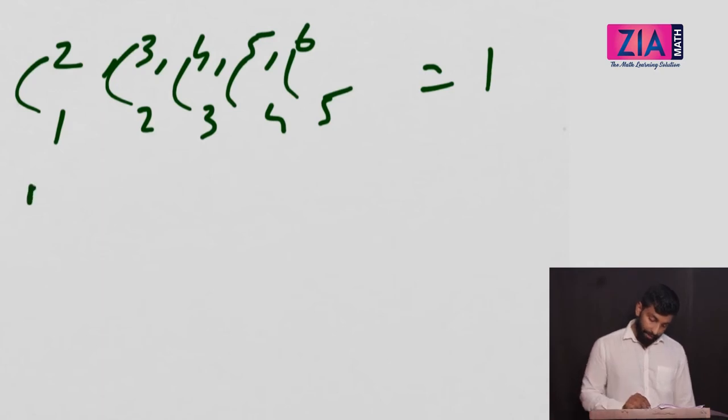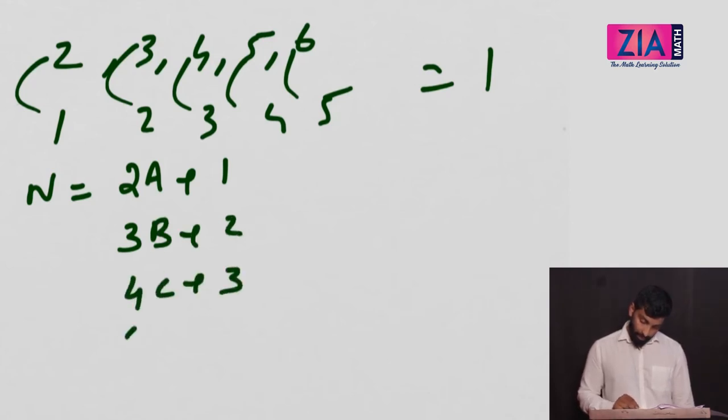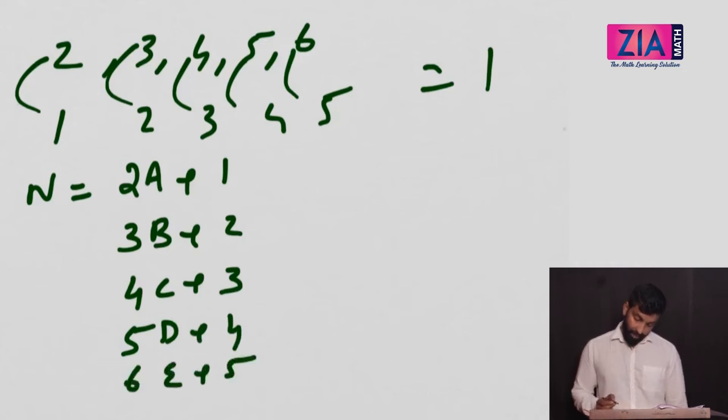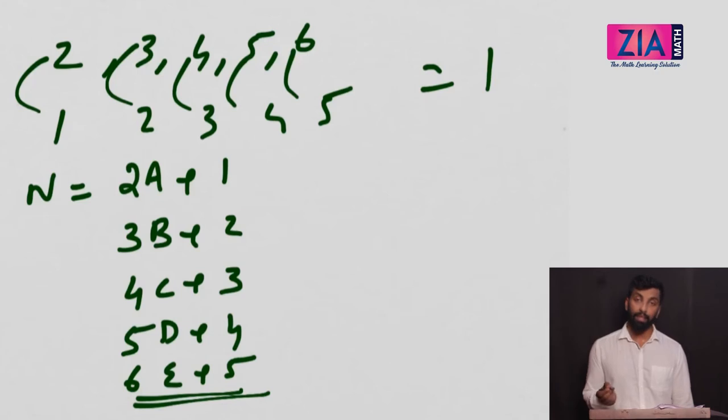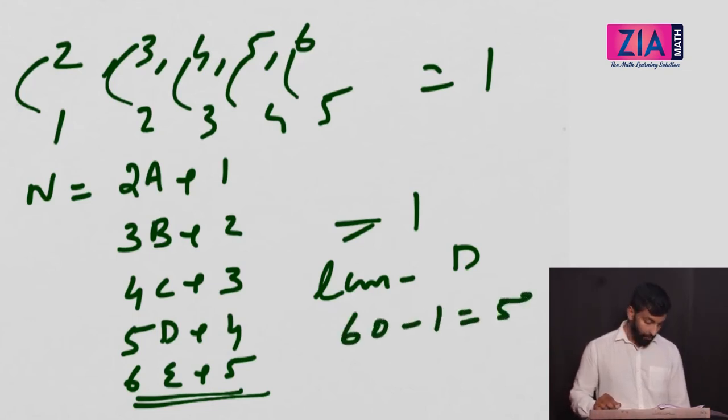So if you want, you can write this number as n is equal to 2a plus 1, 3b plus 2, 4c plus 3, 5d plus 4, 6e plus 5. Whatever it is, if you take the difference between the divisor and the remainder, you get 1. So your answer is always LCM minus that constant difference, right? So LCM of 2, 3, 4, 5, 6, LCM of divisors minus the difference. So you get it as 60 minus 1, which is equal to 59.